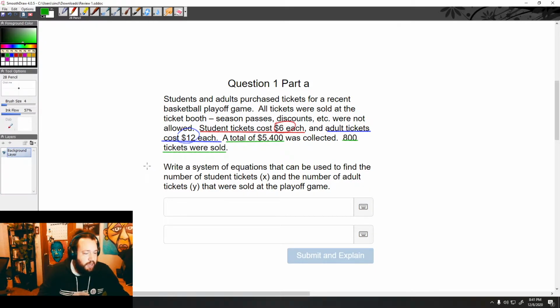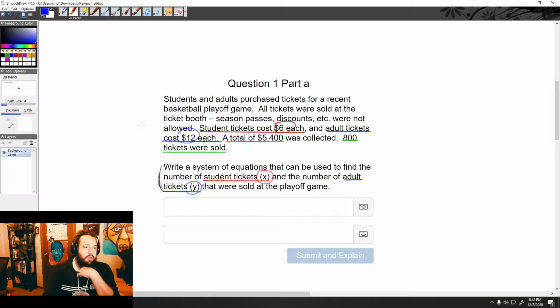So, what we are tasked with doing is writing a system of equations that can be used to find the number of students X. This is actually important for us. We need to remember that students is going to be X, and then adults, oops, I used the wrong color here. Students should be red. So students are going to be X, and then adults are going to be blue here, and they're going to be Y. So let's start off with the things we already know.